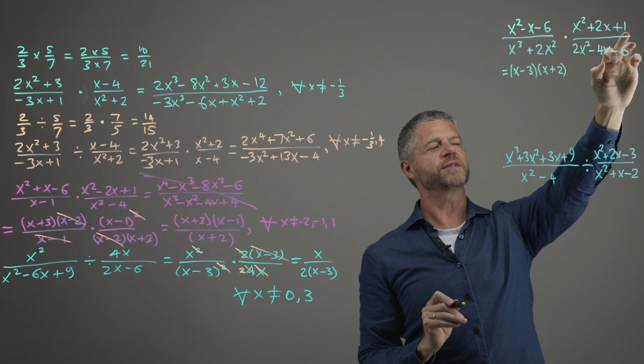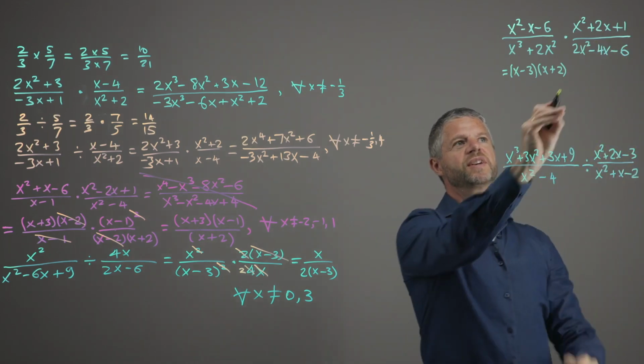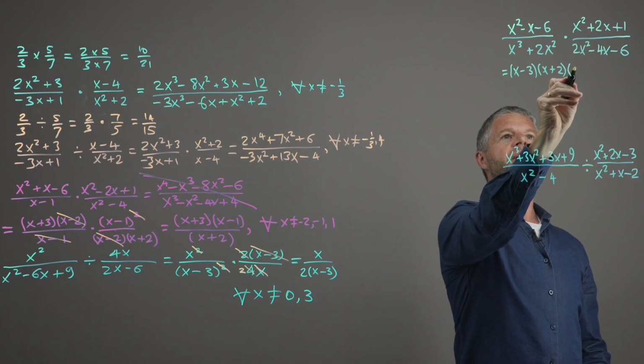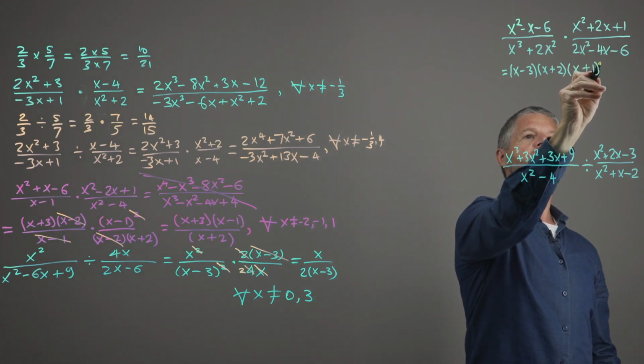And then see if I can factor this quadratic as well. Two numbers that multiply to give me plus 1 and add to give me plus 2. So x plus 1 squared.